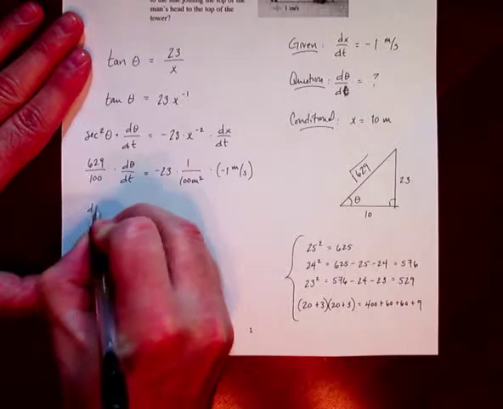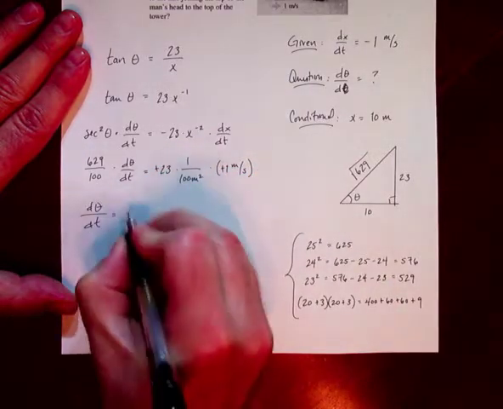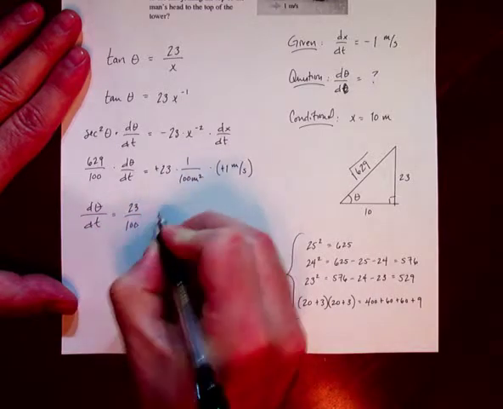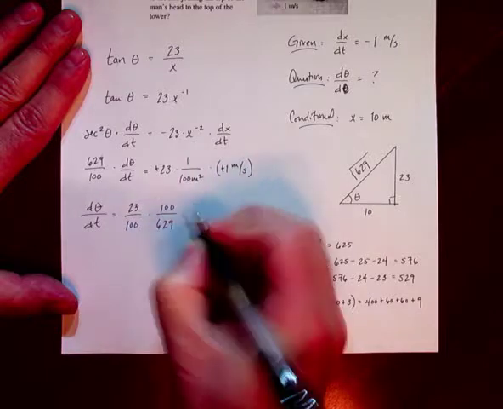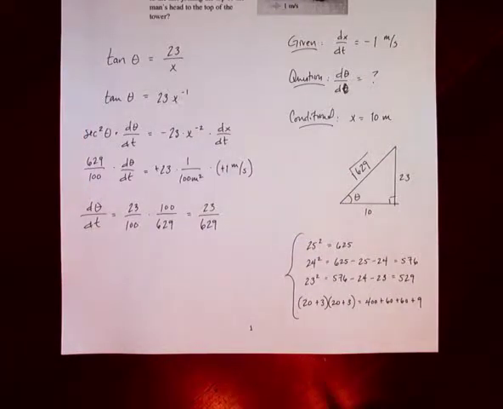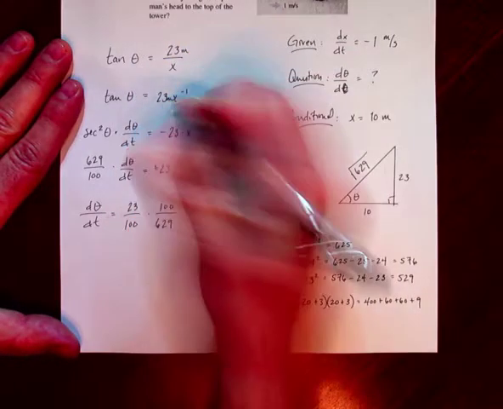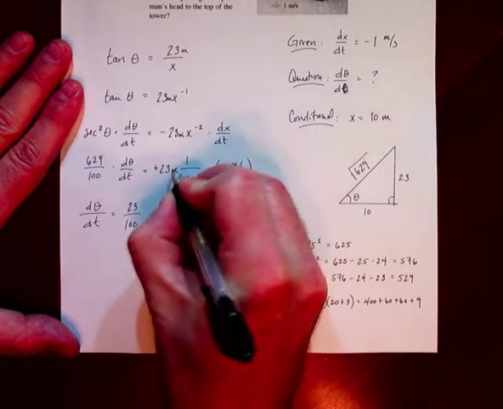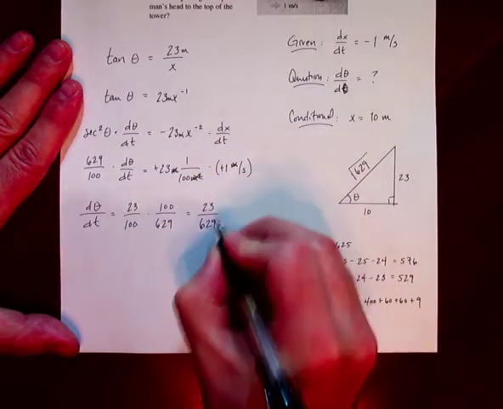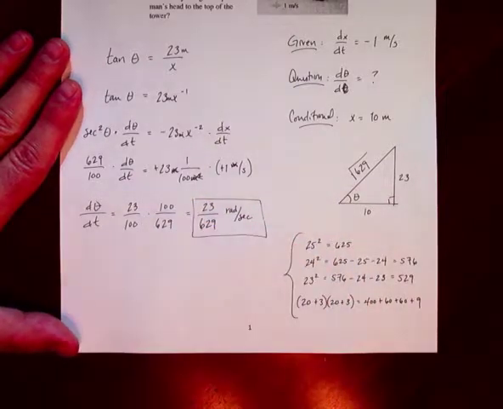Okay, so d theta dt ought to be, now those two cancel each other out, right? And so I'm going to get 23 over 100 times 100 over 629, and that's going to be 23 over 629. And remember that radians are not really units, but kind of units. Since this is meters, this carries on the whole way. That and that cancel with that, and so you're just left with something per second. Well, you know that it's going to be radians. So radians per second, and that right there is your answer.